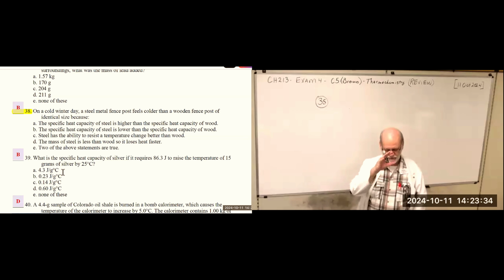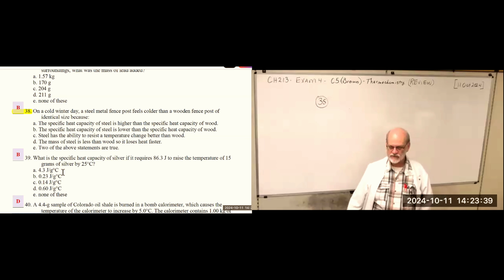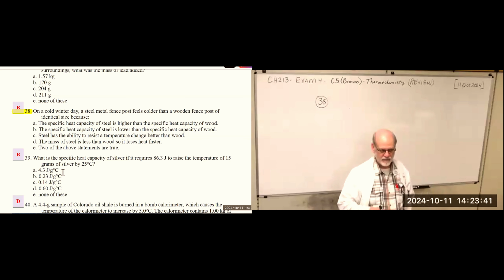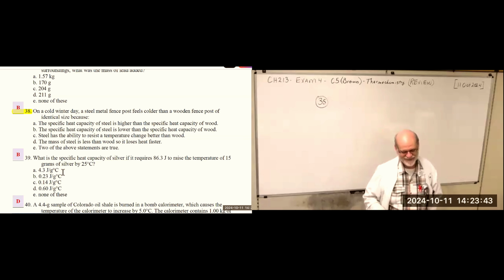I always get this image of Dumb and Dumber. I think it was Dumber that tried to lick the pole and got his tongue stuck. Yeah.